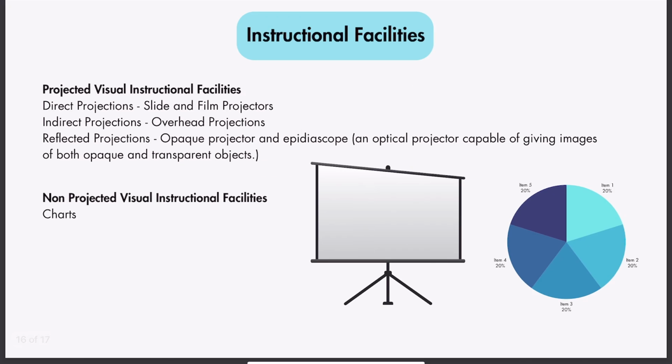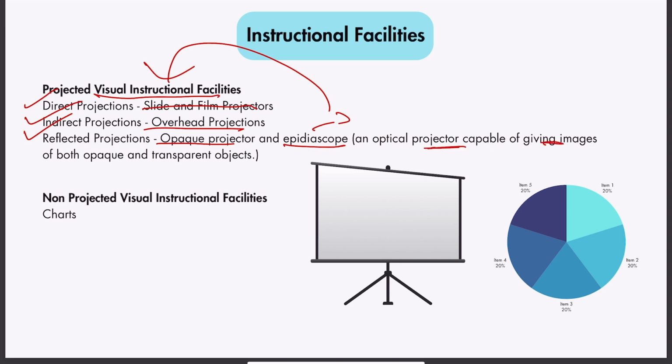Next, we have instructional facilities, which are visual instructional facilities. Direct projections are slide and film projectors. Indirect would be overhead projections. Reflected projections would be opaque projector or epidiscope. There were a lot of questions asking what type of instructional facility it is. It is a visual instructional facility. It is an optical projector capable of giving images of both opaque and transparent objects, like a smart classroom.